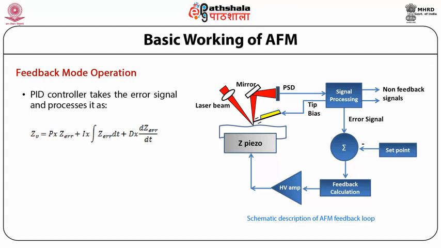In AFM, the feedback control electronics take an input from the force sensor and compare the signal to a set point value. An error signal is then sent through a feedback controller.